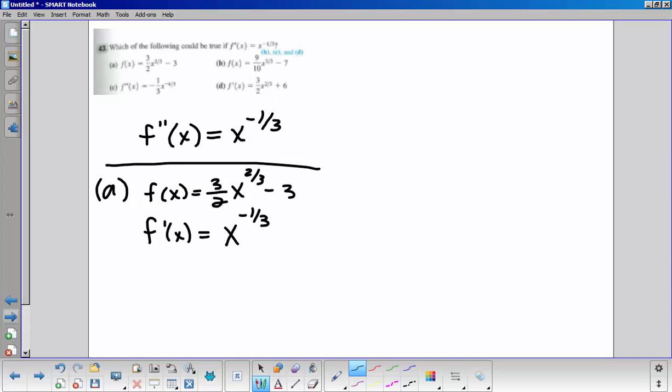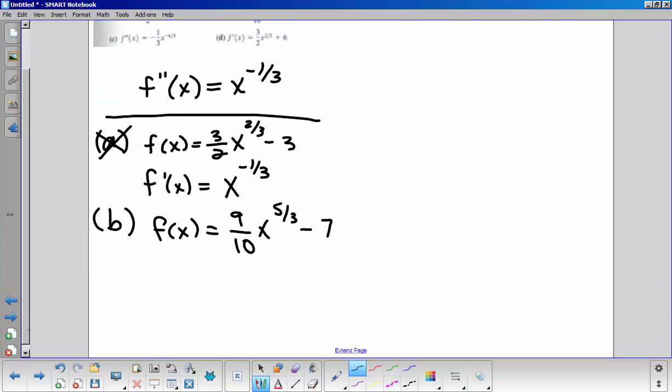So this one doesn't work. B says f of x is equal to 9/10 x to the 5/3 minus 7. What's f prime of x here? 3/2 x to the 2/3. So what's f double prime?